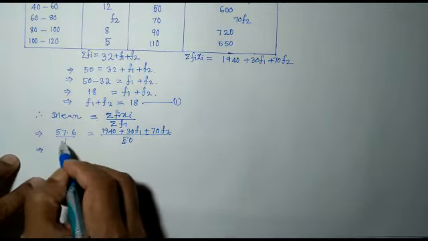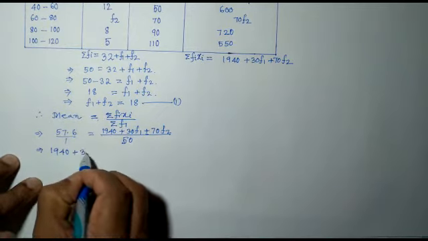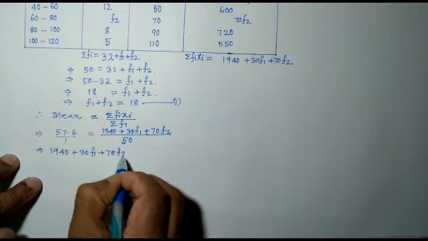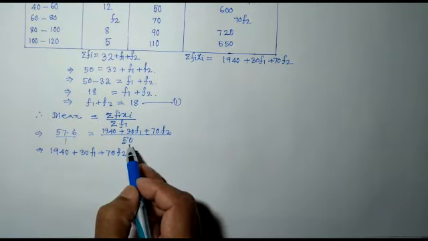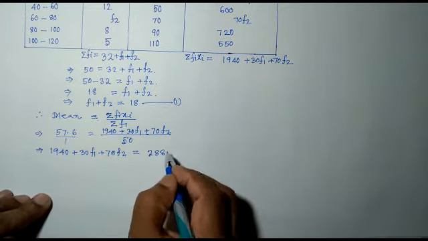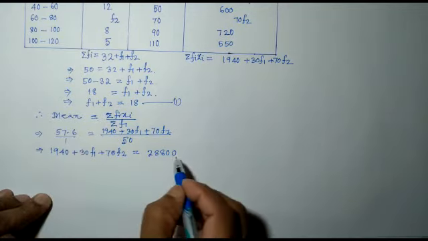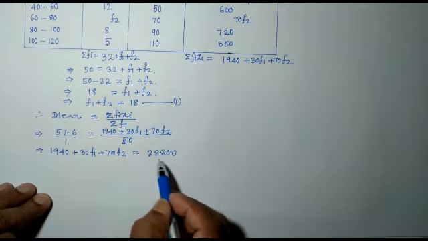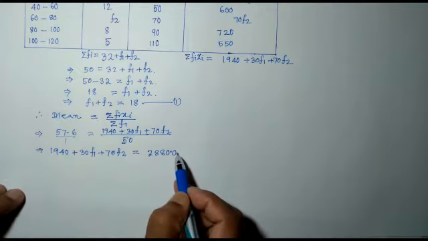So this multiplied by 1, it will be 1940 plus 30 f1 plus 70 f2 is equal to 57.6 multiplied by 50. So it will be 288 then 0 0. After decimal there is one number, so our decimal will be here. So multiply 576 by 50, it will be 28800. Then decimal is here, so after decimal this 0.